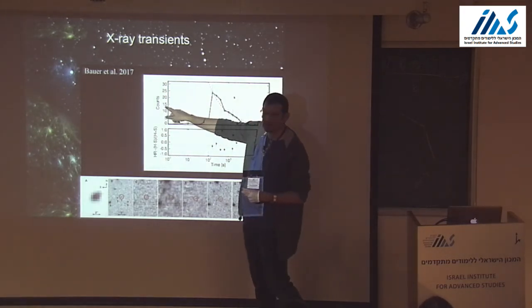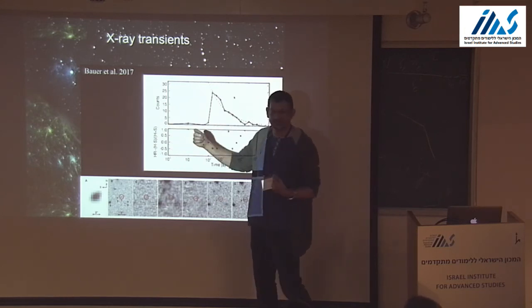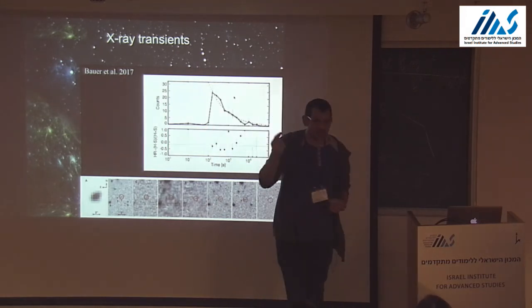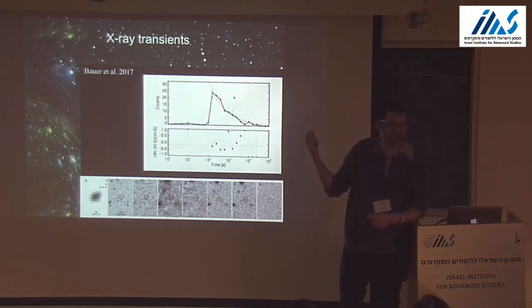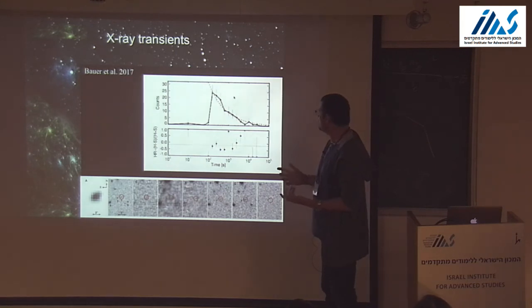Now, these are, by the way, the real counts, right? So you see, in X-rays, it's very nice because the background is really very close to zero. So something that's 20 counts, so actually 20 photons, is extremely high signal to noise, right? There's no doubt something is going on. So something goes on a time scale of like minutes, and then it disappears.